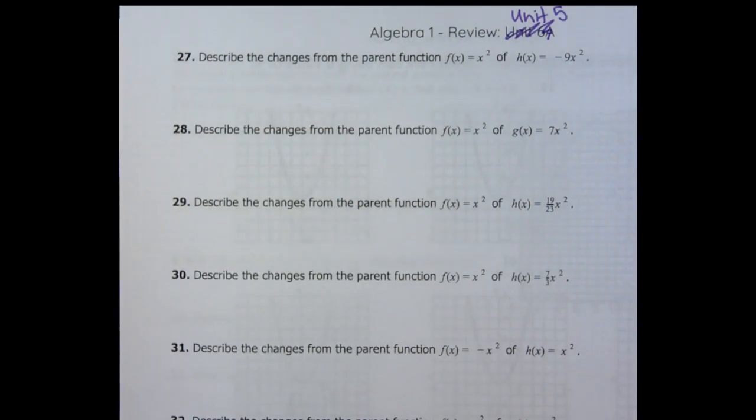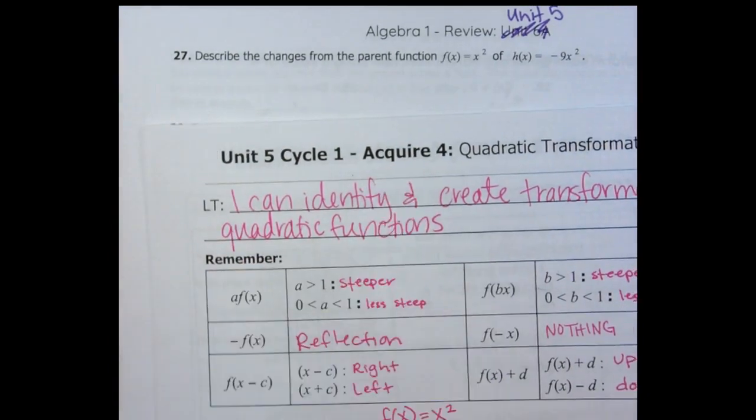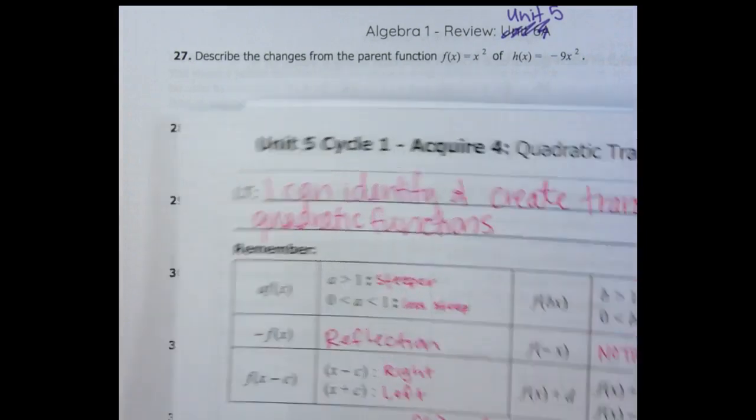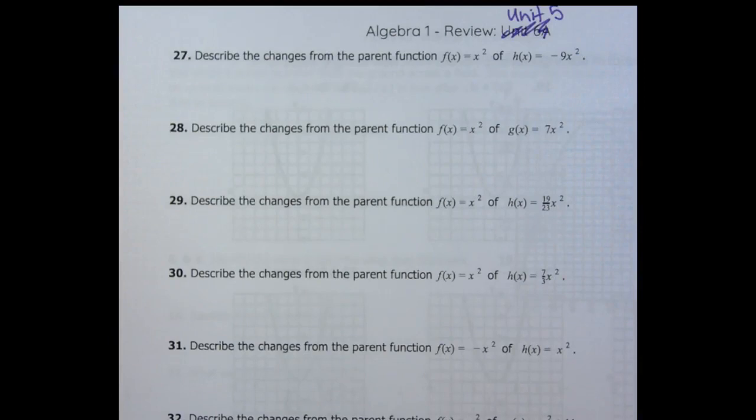And if I were you, I might go ahead and get out my Acquire 4 notes because this is going to be super helpful as we do some of these questions. So if we're starting on number 27 through number 33, they all say the same thing: describe the changes from the parent function. And our options are shift up, down, left, right, steeper, less steep, reflection.